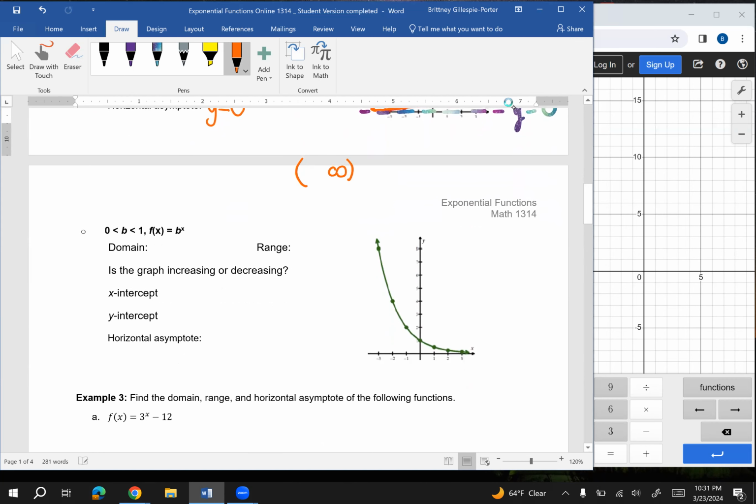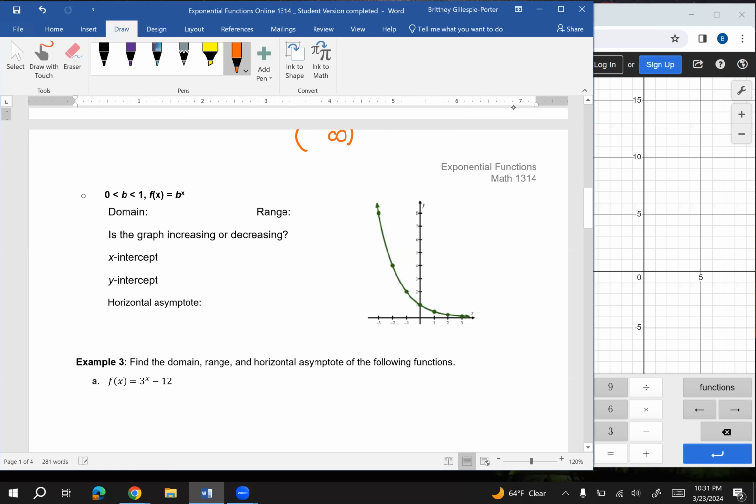The other function that we can look at is when our base is in between 1 and 0. So we have a fraction that's not bigger than 1. And notice that this time our graph is going down from left to right. Because it's going down from left to right, it is decreasing.